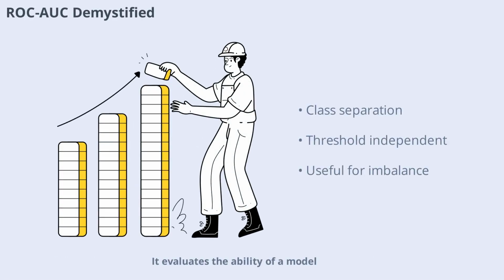ROC-AUC stands for Receiver Operating Characteristic Area Under Curve. It evaluates the ability of a model to distinguish between classes across all thresholds. The ROC curve plots the true positive rate against the false positive rate, and the AUC summarizes this performance as a single value. A higher AUC indicates better discrimination. ROC-AUC is especially valuable when comparing models or dealing with imbalanced datasets.